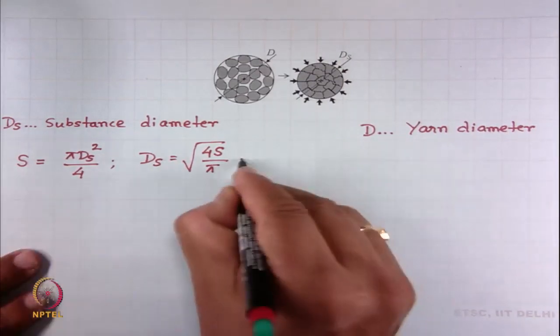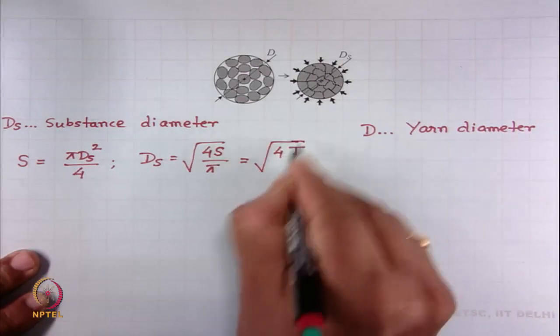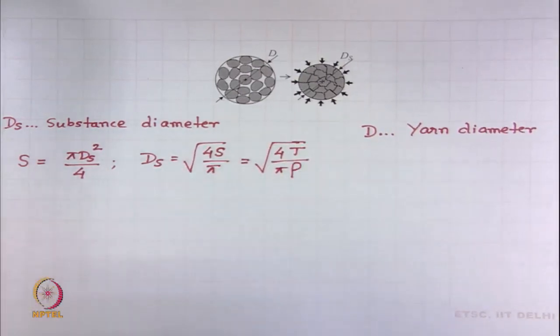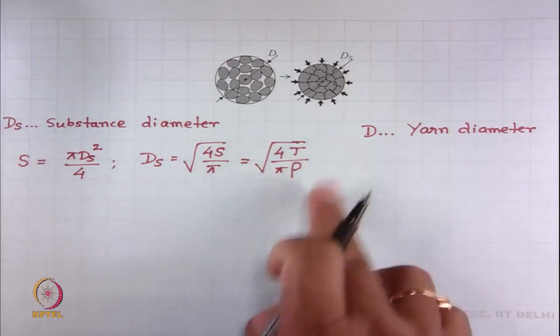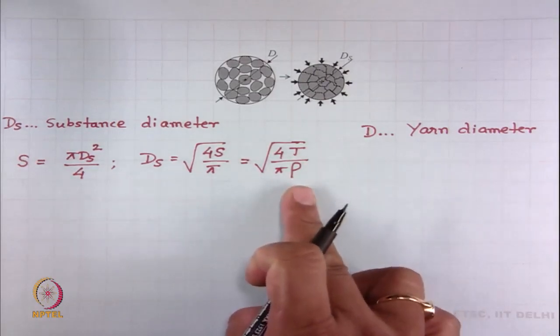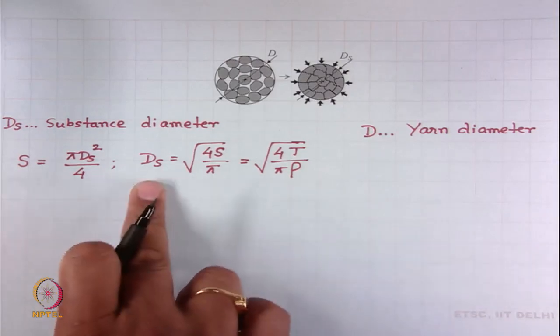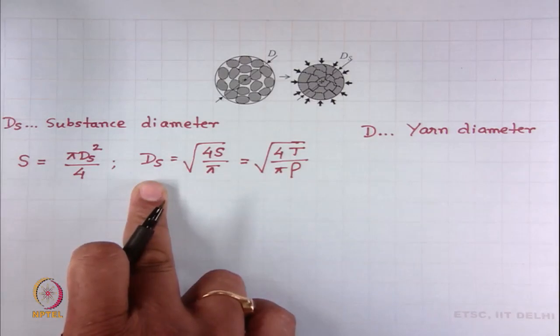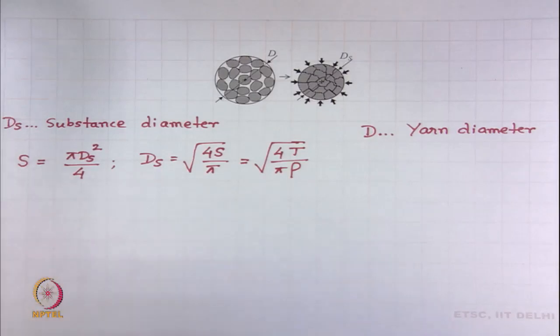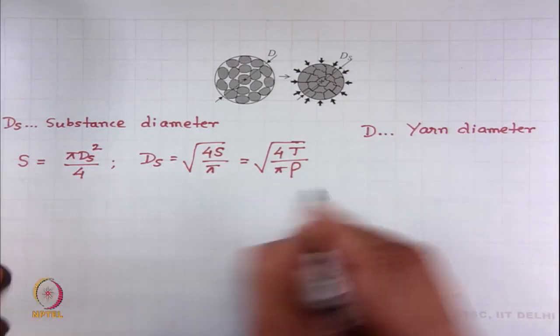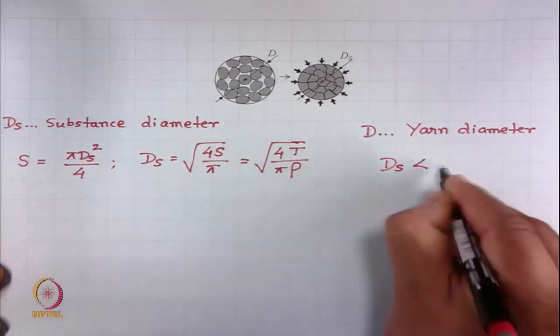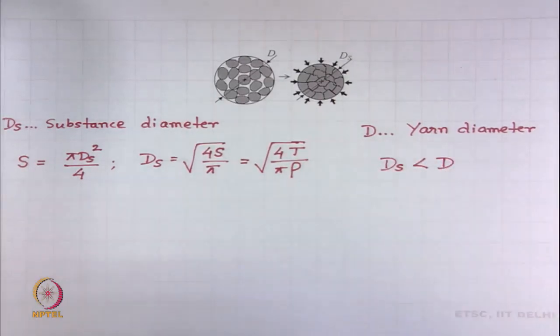And what is S? S is T by rho. So, all are measurable quantities. Capital D, yarn fineness, is very easy to measure. Rho, fiber density, is also possible to measure. So, ds, the substance diameter, is possible to determine, right. Now, in all practical purposes, the substance diameter of yarn is smaller than the real yarn diameter in all practical cases, right?